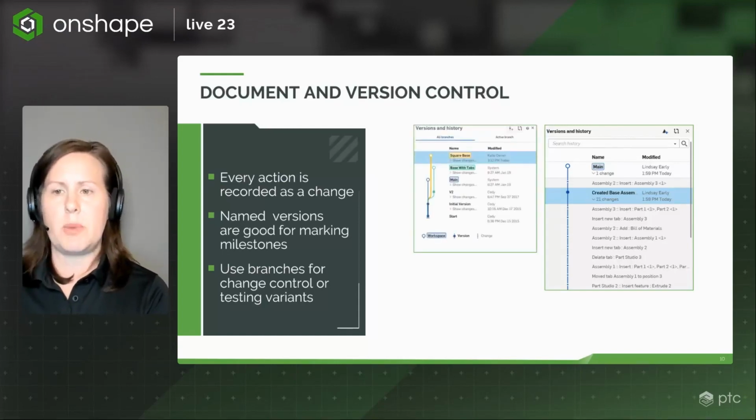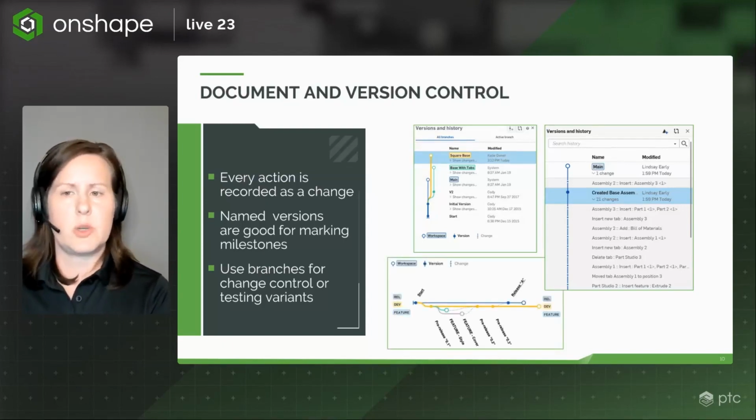Branches are completely independent design spaces within a document. They each have their own workspace that won't affect any other workspaces unless you do the intentional act of merging. There are two primary ways that customers like to use branches.